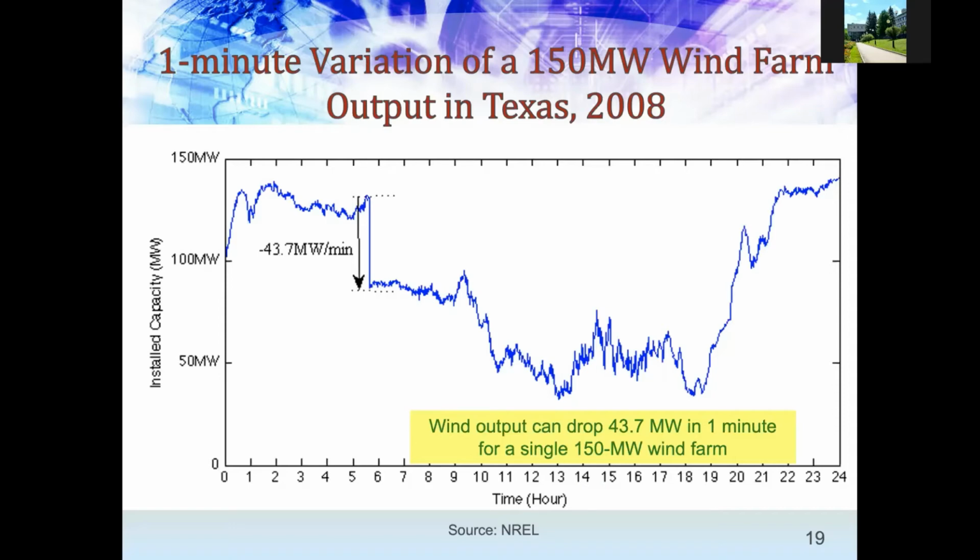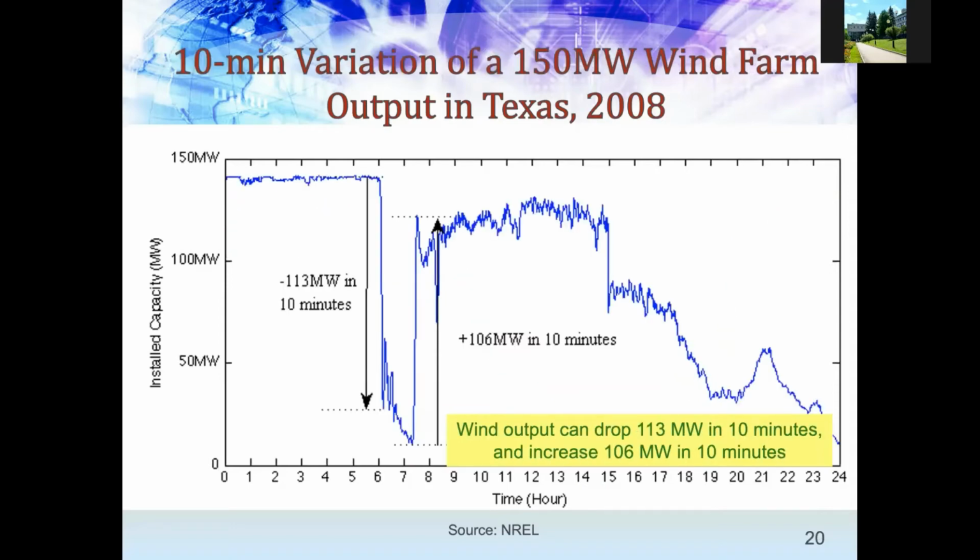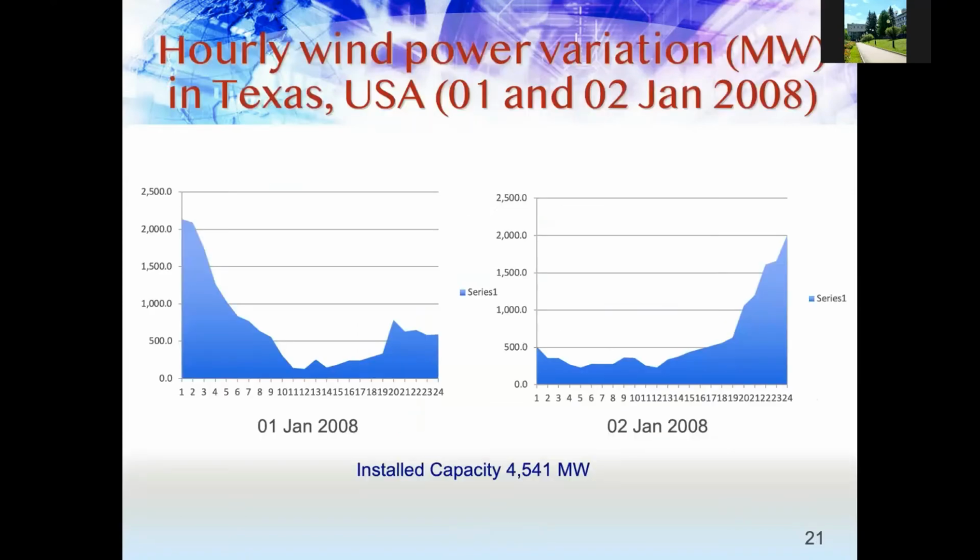That's one. The next example is even bigger, a drop on a different day in the same 150 megawatt wind farm in Texas. Again, at about 5 in the morning, the 150 megawatt system dropped by 113 megawatts in 10 minutes. So how do you manage your load if that happens? Those are the challenges we got to deal with. Then after a couple of hours, the output shoots up by 106 megawatt in 10 minutes and then stabilizes. That's standard practice. That's wind.